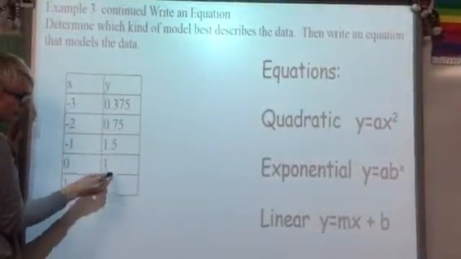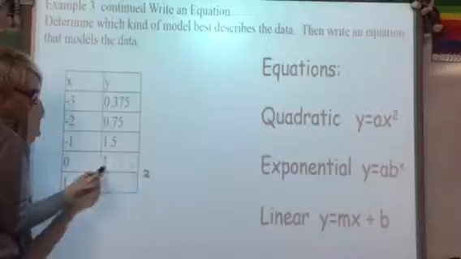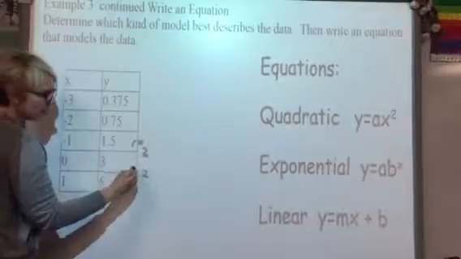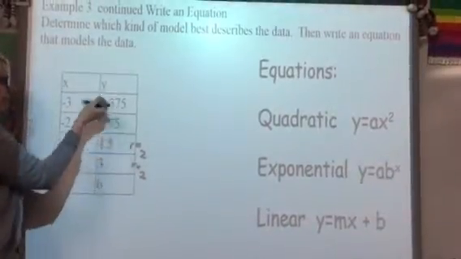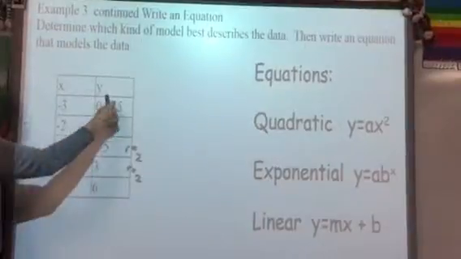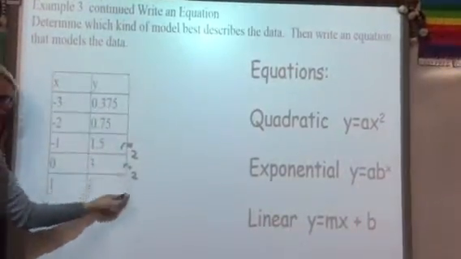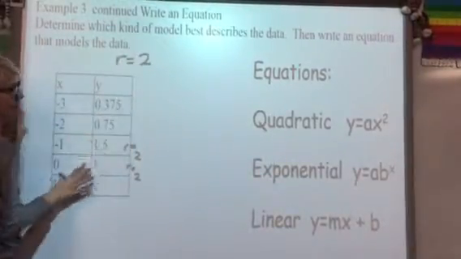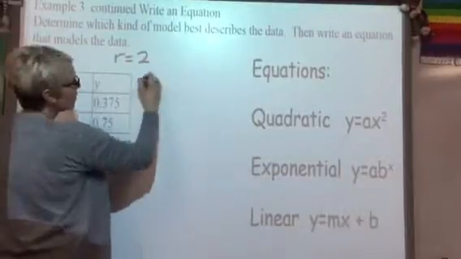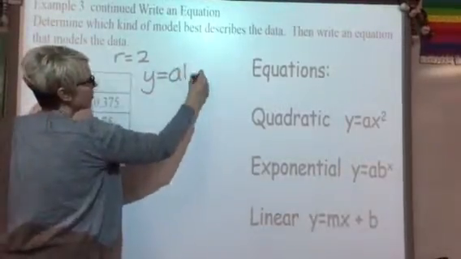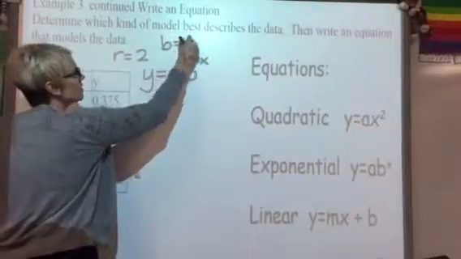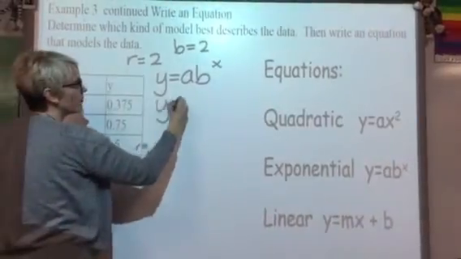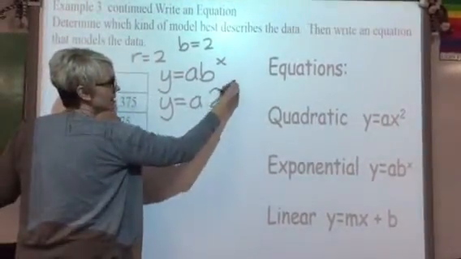Just to prove that it is exponential, this is timesing by 2, 3 times 2, 1.5 times 2. So this is a common ratio of 2. As you can see, as I'm moving up on the x here, this is times 2, times 2, times 2, times 2. I thought it was easier to see down here, that's why I focused down here. So I know I have a common ratio of 2. In my function, y equals ab to the x, b is going to be 2 because our base is the same as our common ratio. So I have y equals a times 2 to the x.